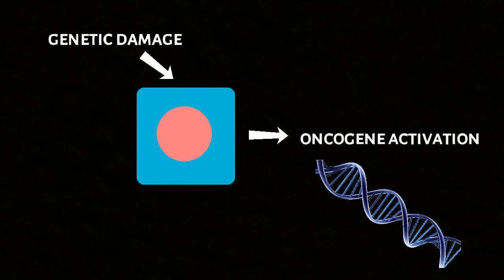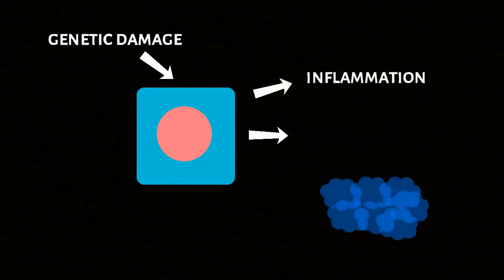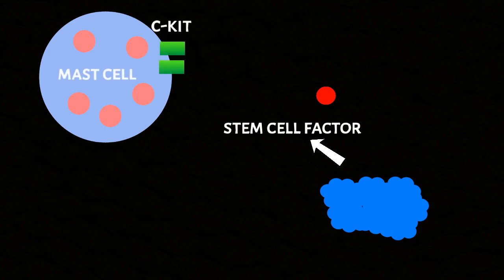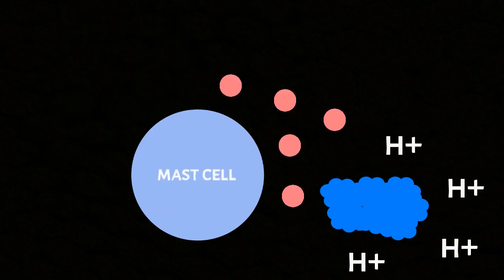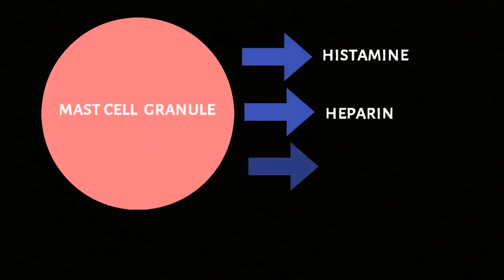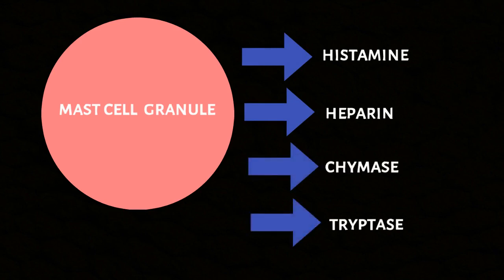Prostate cancer usually occurs due to genetic damage to cells, which initiates oncogene activation and inflammation of the damaged site. Tumor cell-mediated release of the inflammatory cytokine stem cell factor binds to the c-KIT receptor on mast cell surfaces, recruiting them to the site. Mast cells undergo degranulation in response to the acidic environment surrounding the tumor cell, releasing stored secretory granules that contain bioactive mediators including histamine, heparin, and proteases including chymase and tryptase.